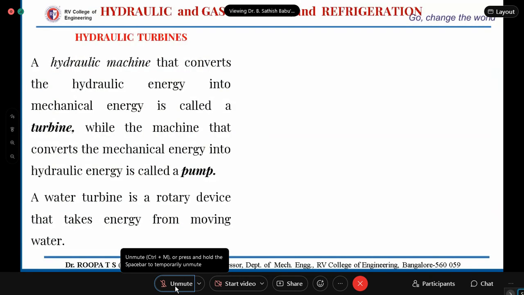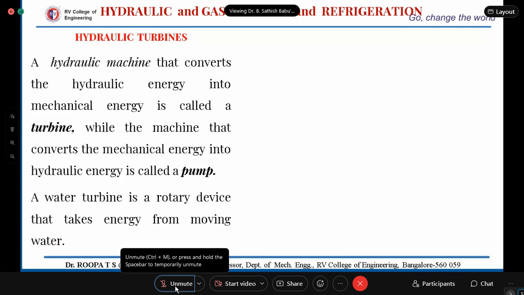Very similar to the steam turbines. Here we will be using the water energy at the inlet, and that will be setting the rotor into motion. So a hydraulic machine that converts hydraulic energy into mechanical energy is called a turbine. If I go in the reverse order, if the mechanical energy is getting converted into hydraulic energy, I can say it is a pump.